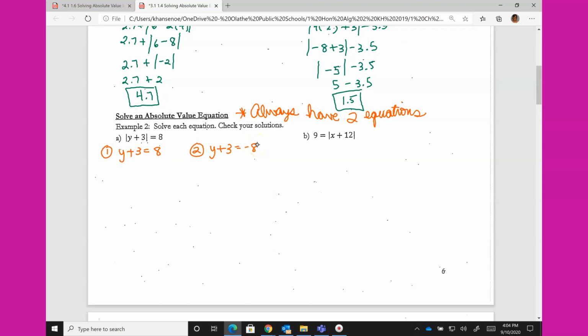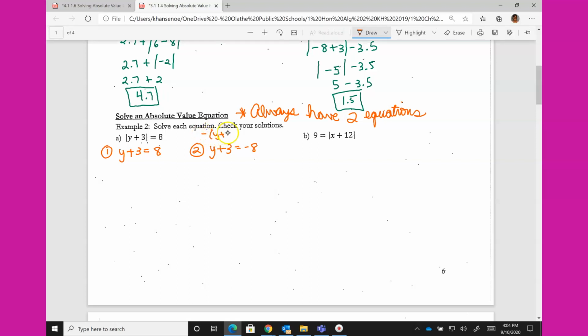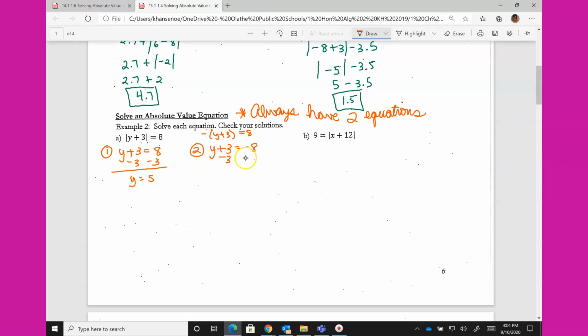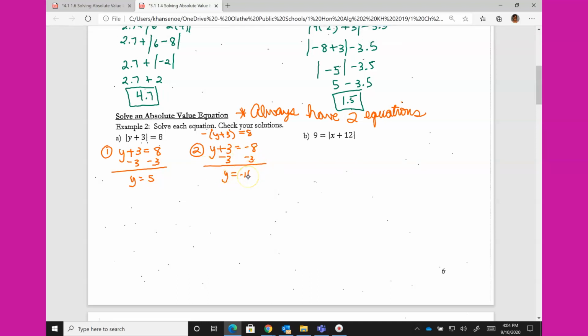Now, some of you have had teachers in the past who have actually put a parenthesis here and a negative out front. You can do it that way. I just feel like you make more mistakes that way, so I choose not to do it. These are the same thing if you would solve them. All right, so I'm going to subtract 3. I get y equals 5. I'm going to subtract 3, and I get y equals a negative 11. So those are my 2 answers.